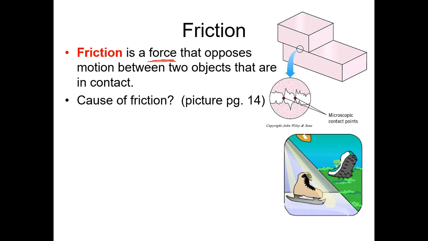Think maybe like your desk. It feels smooth, but really if you could zoom in on your desk, you would see those microscopic hills and valleys. And when they intermesh on your textbook or your computer, whatever you have there, then we have some friction.